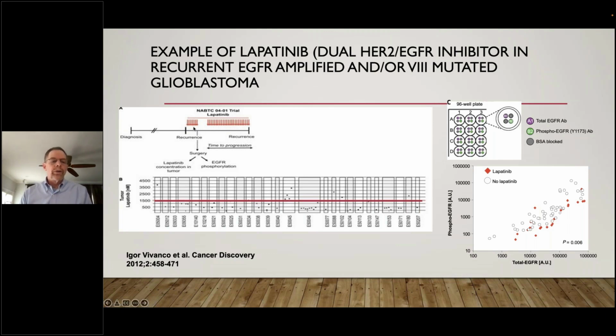The patients received lapatinib for a week before they went to surgery, and then continued on the lapatinib. This was an NABTC trial. And they knew from preclinical work what concentration of lapatinib was really needed in the tissue in order to really see an effect. And you can see the line, that dark red line in the middle, and very few of the samples actually had sufficient concentration to be likely effective.